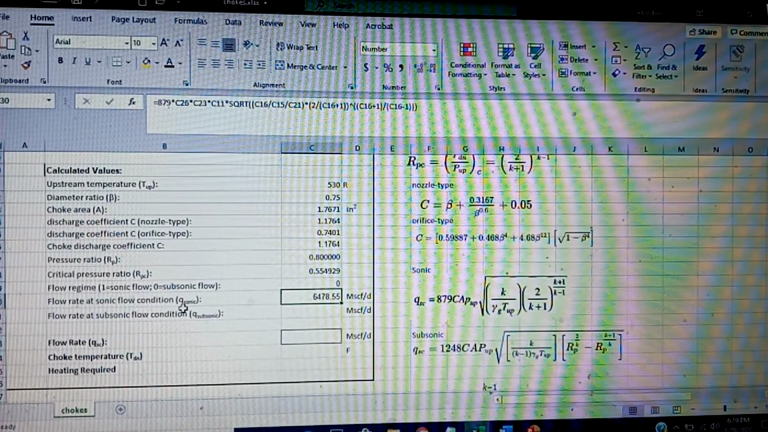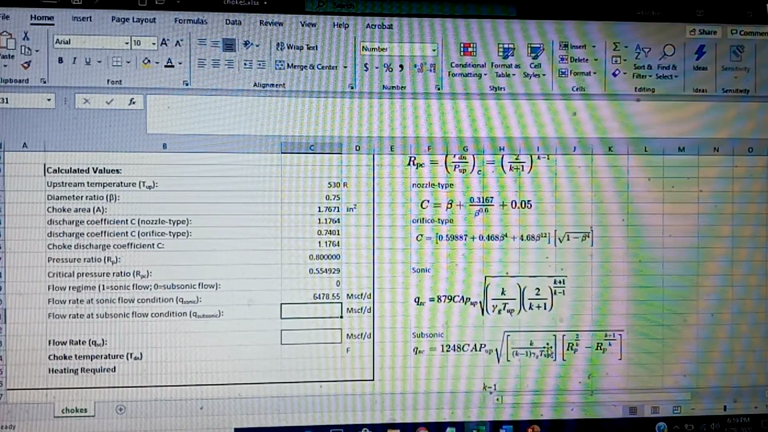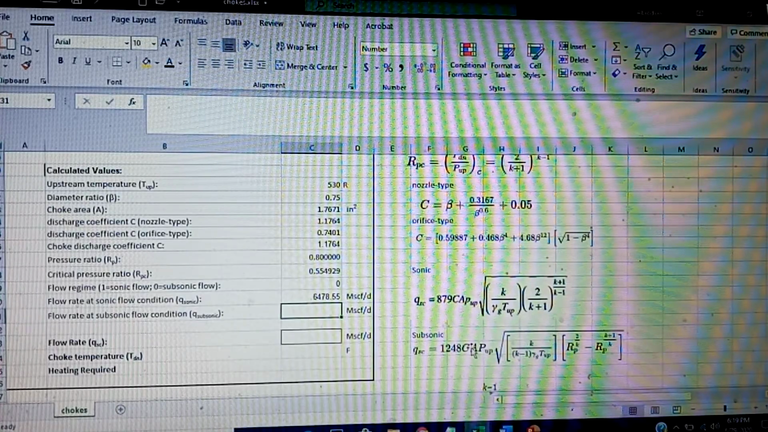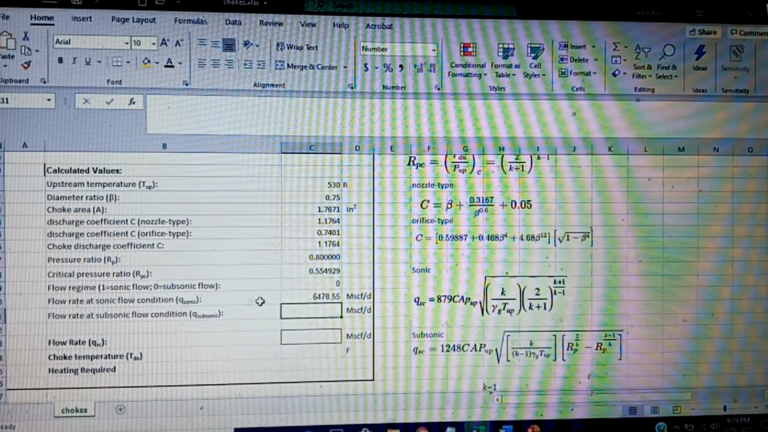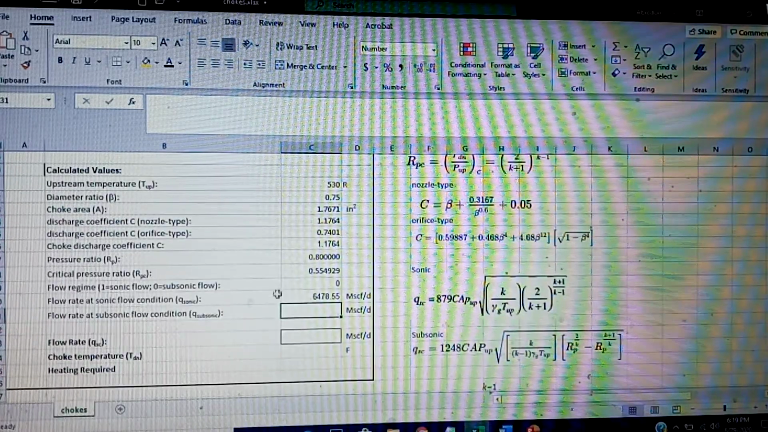So the next one is to calculate for subsonic. The equation for subsonic is this one there. Remember, if you see sonic, you only use the upstream pressure. For subsonic, you need both upstream and downstream pressure. You have the explanation in your notes. Why doesn't the sonic equation have downstream pressure?